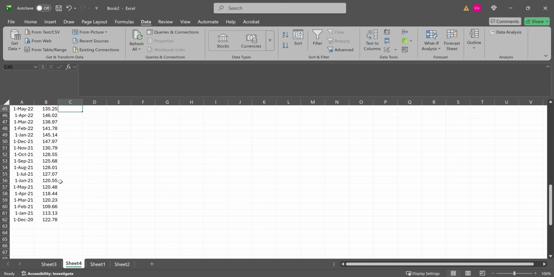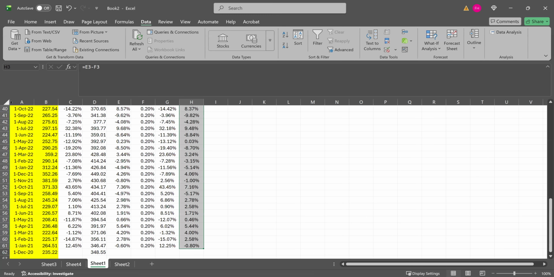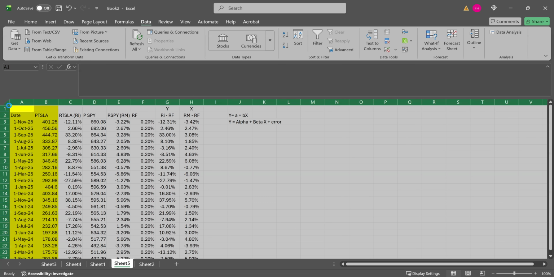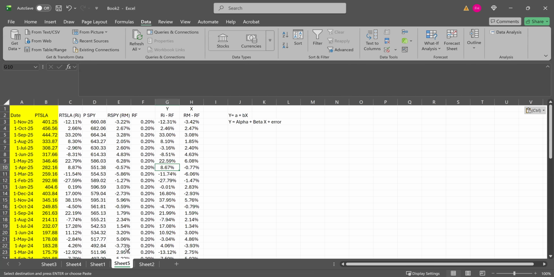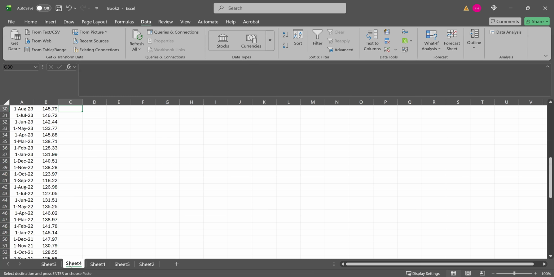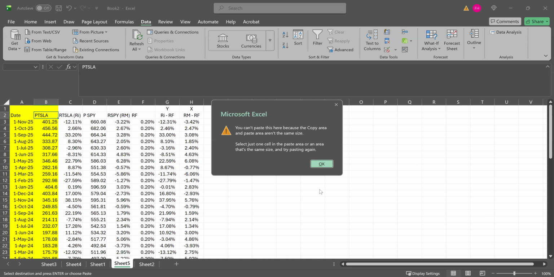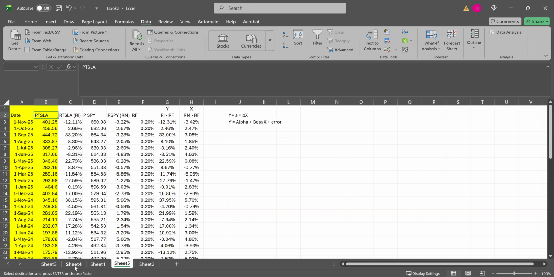What I can do next is go to the main worksheet that I had, the one here. I'm going to copy it and paste it on a completely new worksheet. And then I'm going to copy the values for Procter and Gamble and paste those here in place of the price of Tesla.